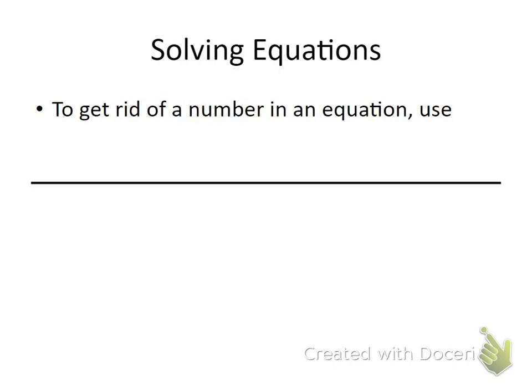What is it called when you take the opposite of a number? Reciprocal? No. That's when you take the opposite of a fraction. That's a good guess, though. What's the first letter? I. Inverse operation. Perfect. So to get rid of a number in an equation, we use inverse operation, which is basically taking the opposite of the operation that the equation is saying. And that's going to allow us to get the variable by itself.